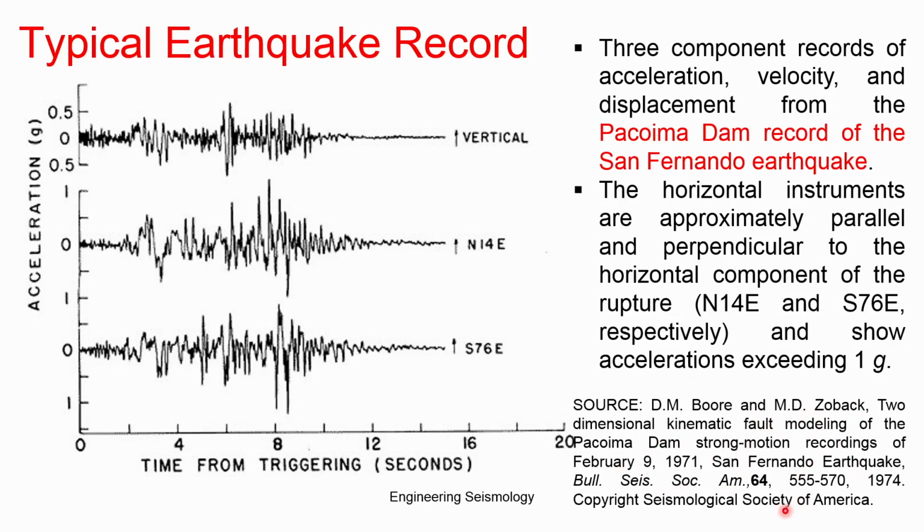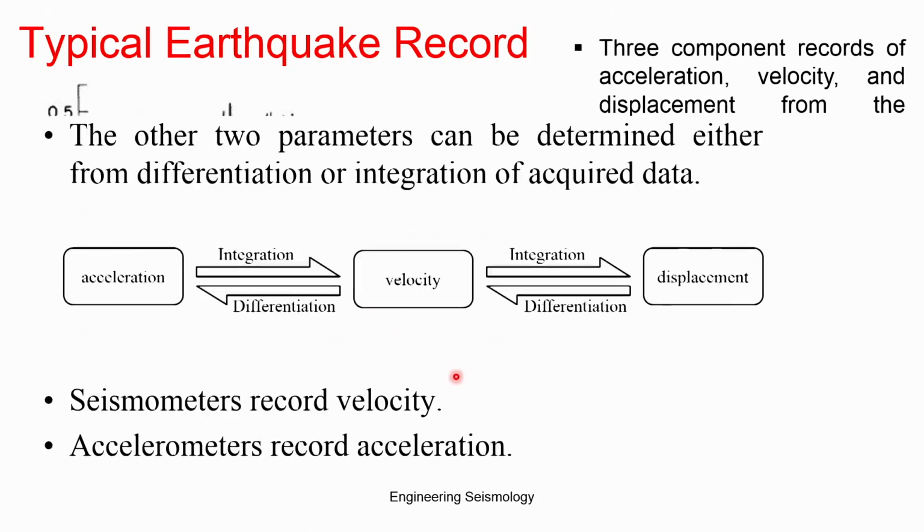This is from Boore and Zabak. Boore is one of the well-known world-level seismologists who worked at USGS. Now he has retired. I have had some interaction with him, and he used to refer to some of my work for his research-related activity. He is a well-known seismologist. This data was taken from his early publication in 1971.